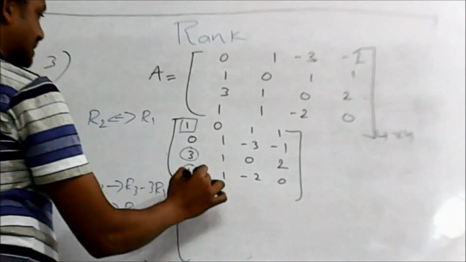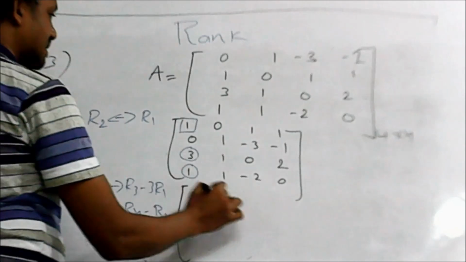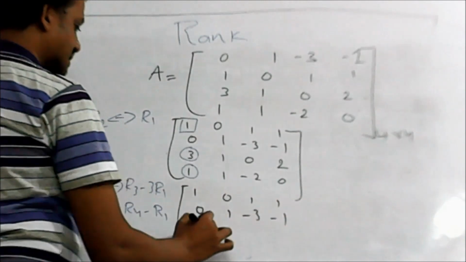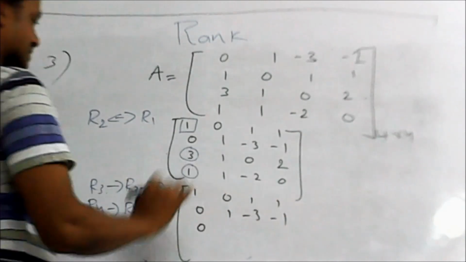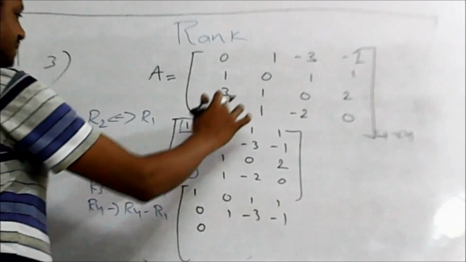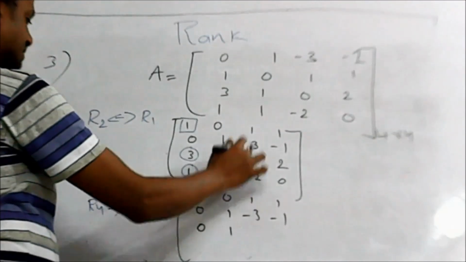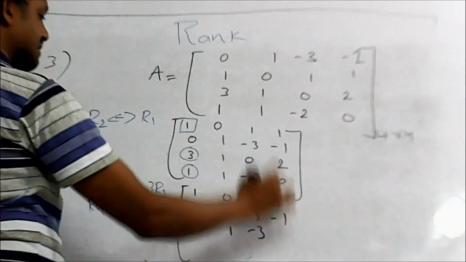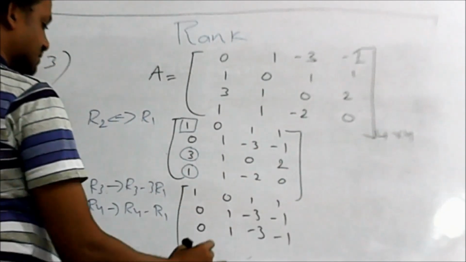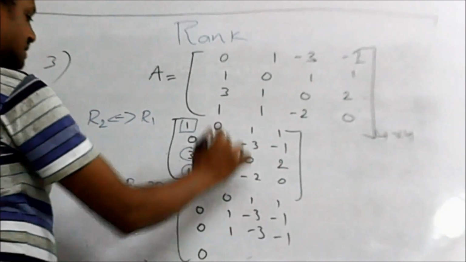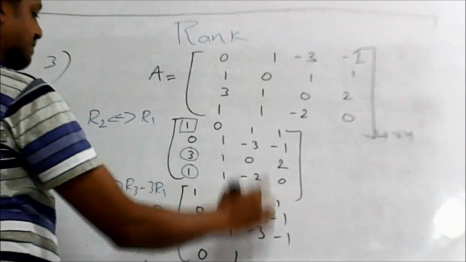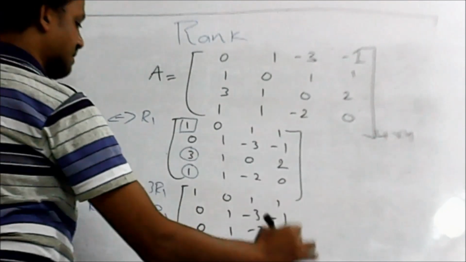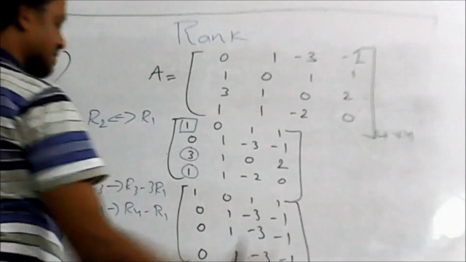So the result is 1, 0, 1, 1, 0, 1 minus 3, minus 1. Here 0 automatically 0. So here 1 minus 3 times 0, so 1, 0 minus 3. So minus 3. Here 2 minus 3 means minus 1. Here 0, 1 minus 0 is 1. Here minus 2 minus 1, so minus 3. Here 0 minus 1 means minus 1. Okay, that is about the first operation.